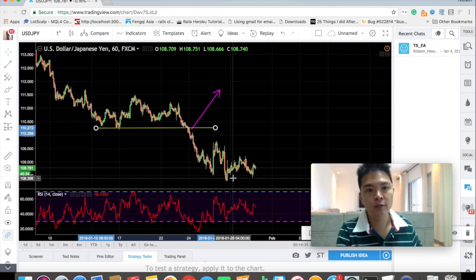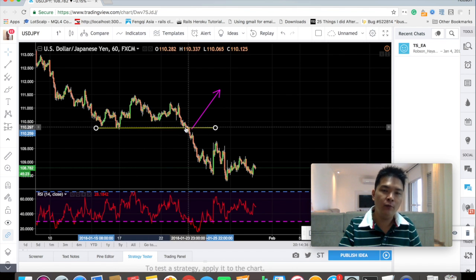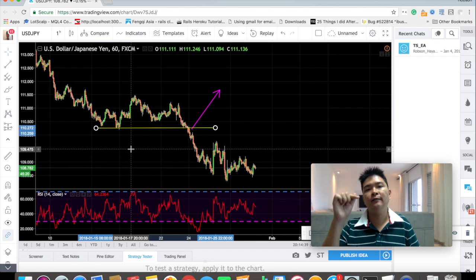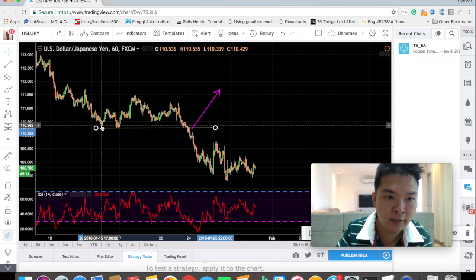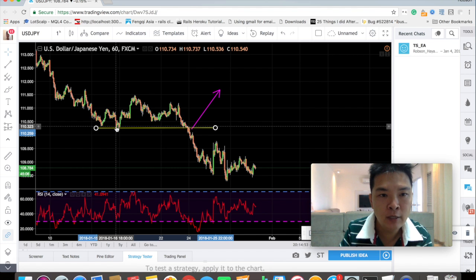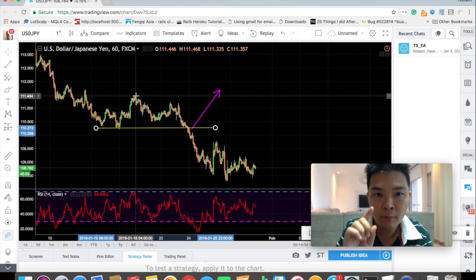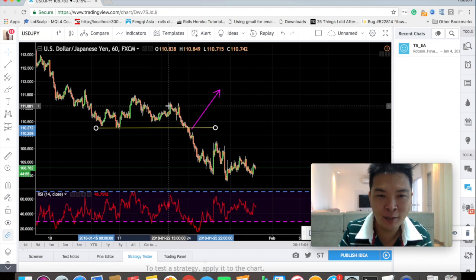This level here, what I can see is that once, twice, three times, a few times here, it tries to break this support, but it can't break. After that, price backed up and went up again. Here it tried to break, price went up, and then here it tried to break again. It failed to break this level, and price went up again. And here, it didn't even get close, and it went up again.